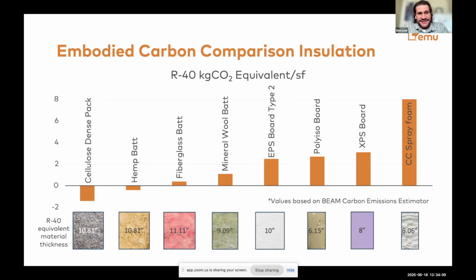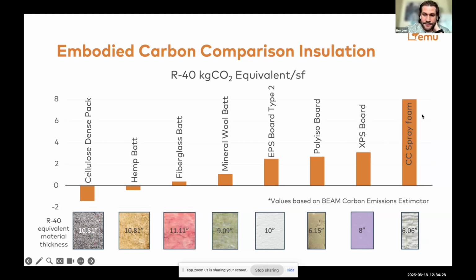So just to look at standard kind of building insulation materials, here we're looking at the equivalent of 1 square foot of this material to get to an R40 wall. Now, an R40 wall is typical when we're starting to talk about passive house levels of performance. So you can see the thickness of material of what you need to get to that R value here below. And then you see the kilogram CO2 equivalent per square foot here.